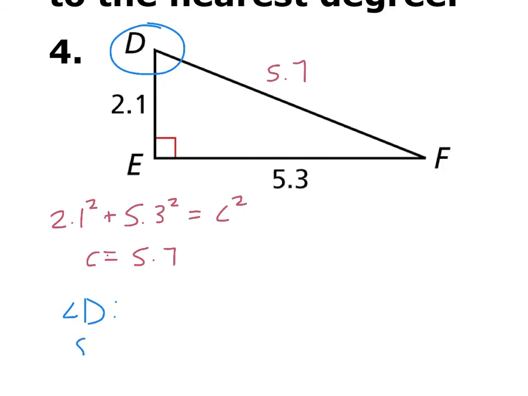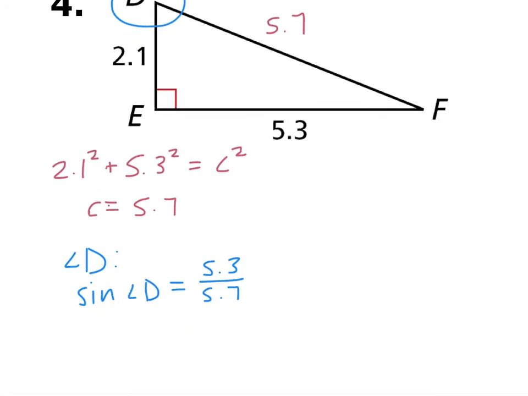Let's do sine. So if we take the sine of angle D, what is the sine? Opposite over hypotenuse. So we're going to do 5.3 over 5.7. So we're going to do sine -1 of 5.3 over 5.7. Remember, you do the sine -1, the inverse, when you're trying to find the angle. 22 degrees. Everyone agrees? We got 22 degrees for angle D. Yep.